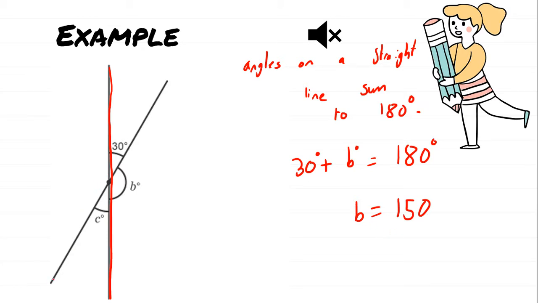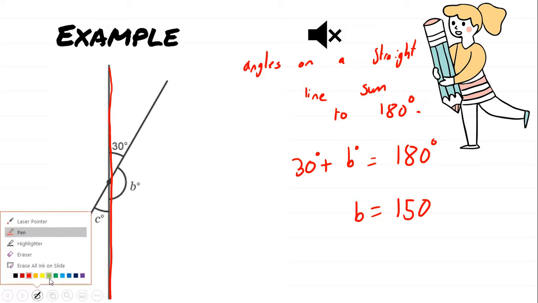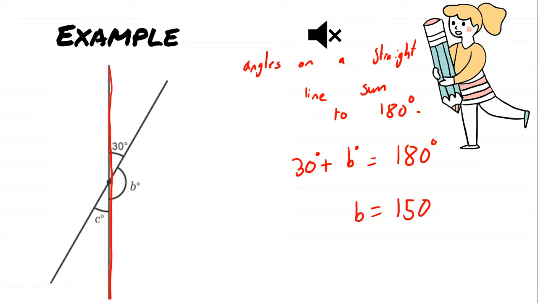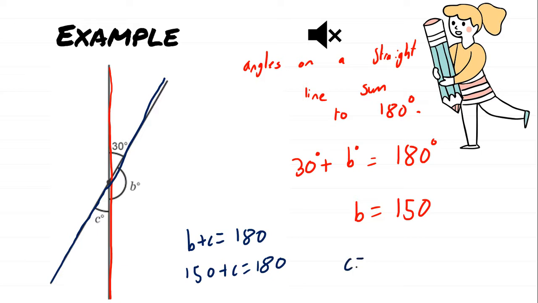You've also been asked to work out C, so we could also think of this as being a straight line, because it is. So we've got this blue straight line here. So basically B plus C is equal to 180 degrees. So 150 plus C is 180 degrees. You can see here that C is equal to 30.